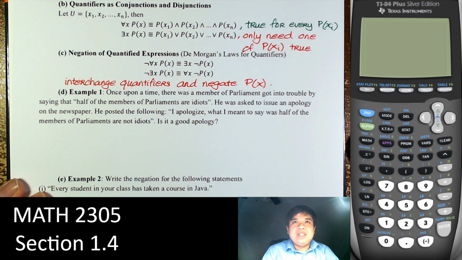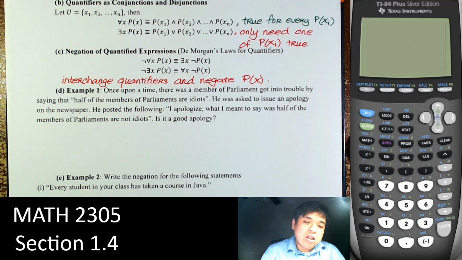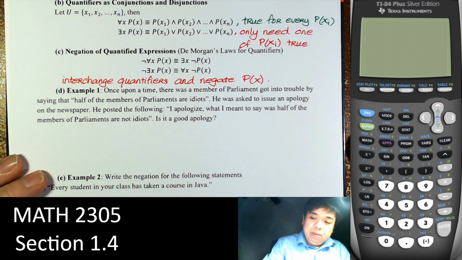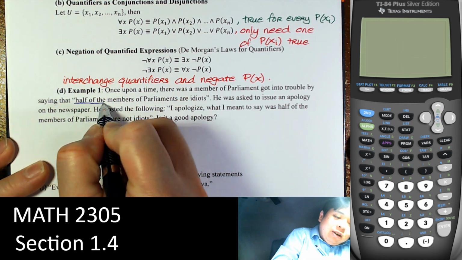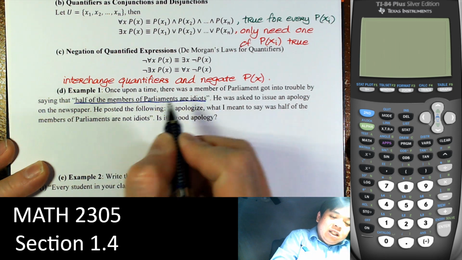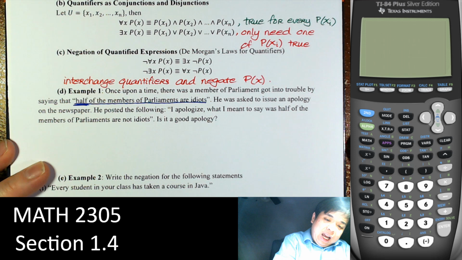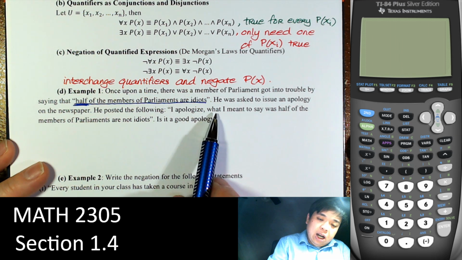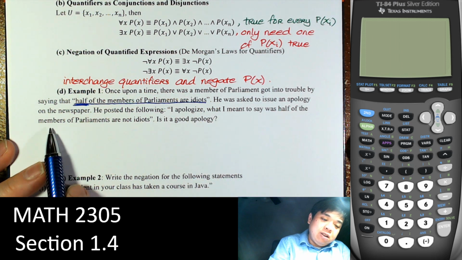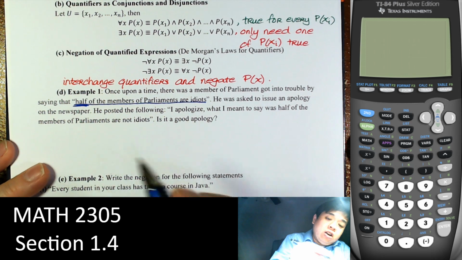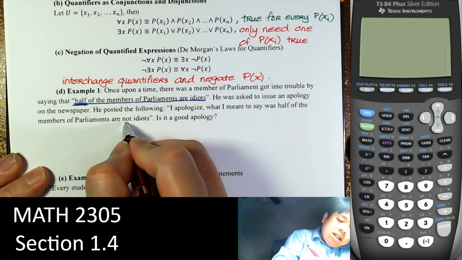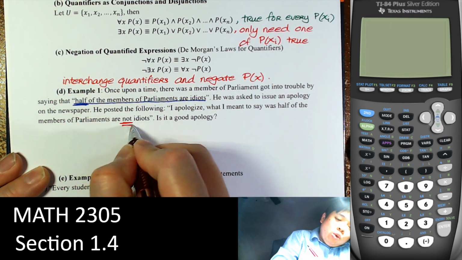So here's an example of that. Once upon a time, a member of parliament got in trouble by saying that half of the members of parliament are idiots. He focused on the quantifier of half. Because of that, he got into trouble and had to issue an apology. His apology was: what I meant to say was half of the parliament are not idiots. So he negated his statement by throwing the not in there.